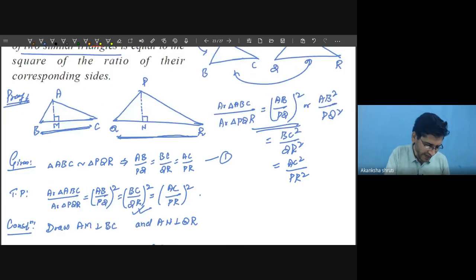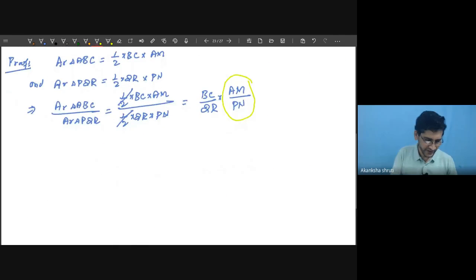Students, observe, I need the length AM and PN. For that, I need to take two triangles to get this ratio. So you are free to take the triangle AMC like this one, then PNR. You are also free to choose AMB and PNQ. Okay, let me choose AMC and PNR. Students, write this. In triangle AMC and PNR.